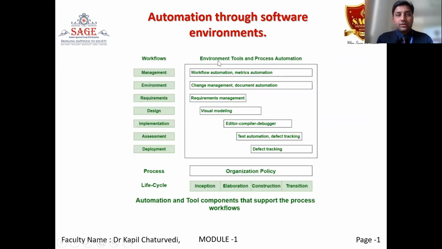So there are some phases for automation through software environment. There is a workflow, and this is environment tools and process automation. The workflow is management, environment, requirements, design, implementation, assessment, and deployment. So basically we try to understand these things.